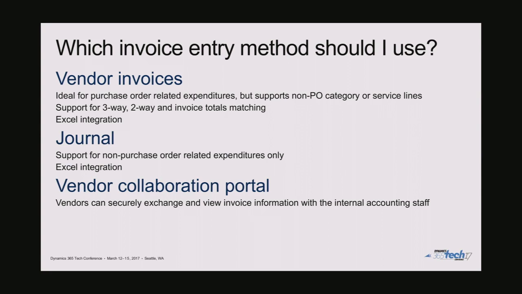Okay, just a recap to which invoice entry method should I use? Again, answer the question about the purchase order and whether you're using the purchase order. If you are, you're going to be driven into that first scenario with the vendor invoices. Don't forget about the matching, as we just mentioned. The journals, remember Excel there as well. Excel is everywhere, but those journals really lend themselves to using Excel. And then we have that vendor collaboration portal site as well.